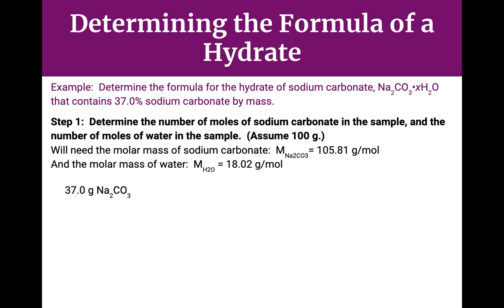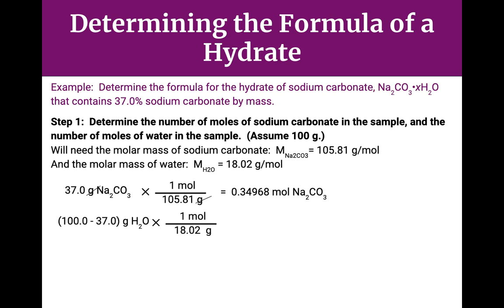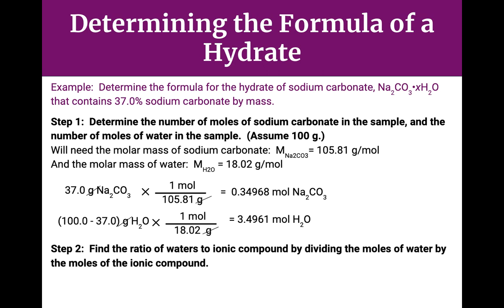So we've got 37 grams of sodium carbonate. Convert that into moles. We get 0.34968 moles of sodium carbonate. Then we subtract to find the mass of water, and then find the number of moles that equals to, and we get 3.4961 moles of water. Okay, so then what are we going to do? We're going to divide by the smallest, which should be always the ionic compound.